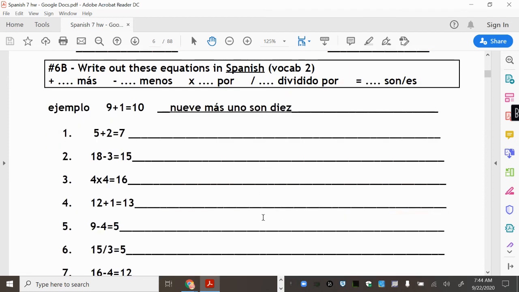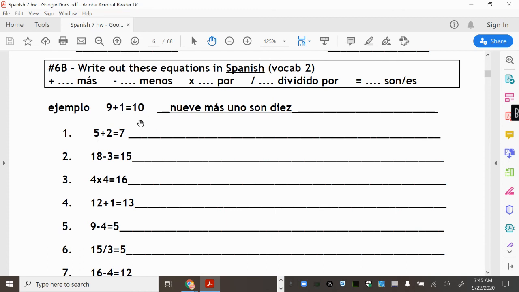And one more section is 6B. So you're going to write out these equations in Spanish using vocab 2. Again, here's the key for the math vocabulary, and then you're just writing them out. So the example, 9 plus 1 equals 10. So I have nueve más uno son diez. Let's do number 1 together.